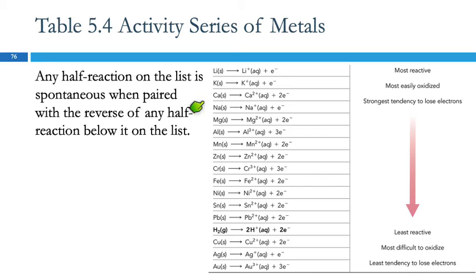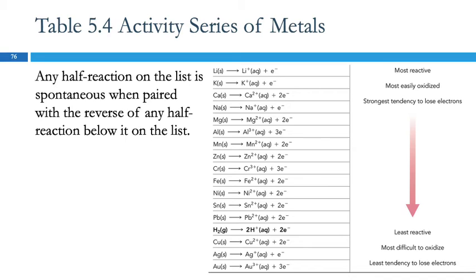So here's the list, at least a partial list. Lithium is the most reactive, it's the most easily oxidized, it has the strongest tendency to lose electrons. So this guy will lose electrons and react with any of these ions below it. Gold has the least tendency to lose electrons. It's just really not going to react with much of anything. Silver is also pretty unreactive. Okay, so this is the list.